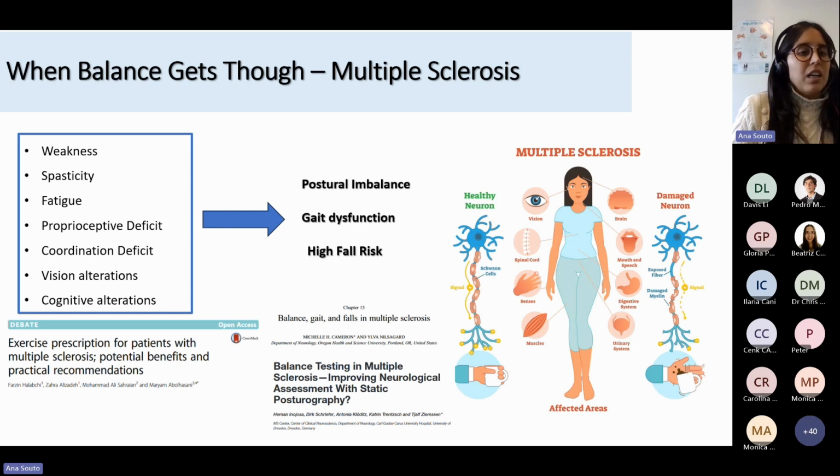So here again, it's very likely that a person who has all of these symptoms will have postural imbalance, problems in gait, and a higher fall risk. We have the somatosensory system compromised. We have vision alterations. We have alterations in muscle tone, so quality of movement, neuromuscular reflexes, and cognitive alterations.